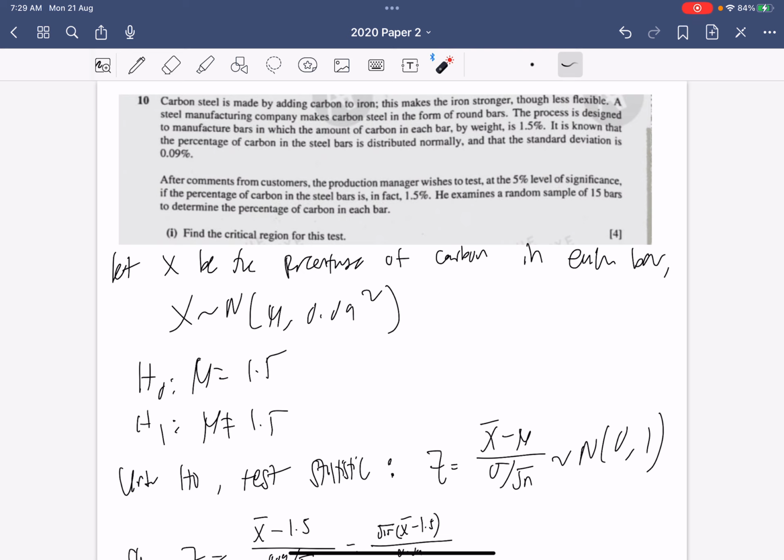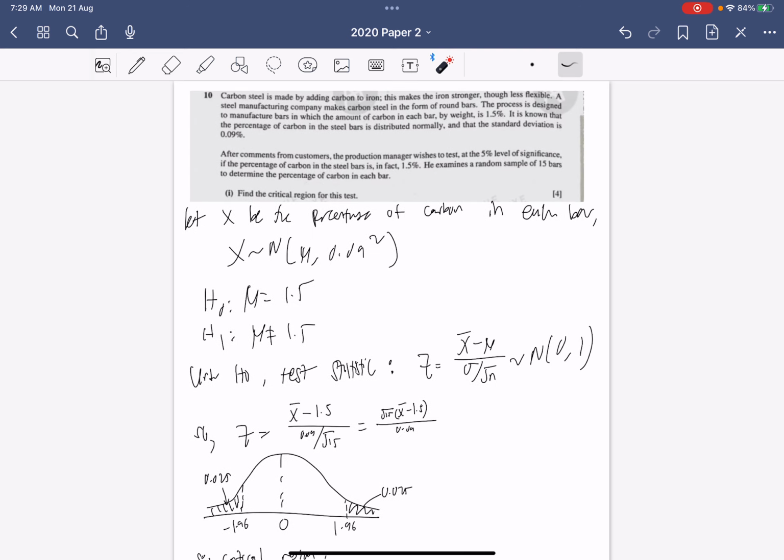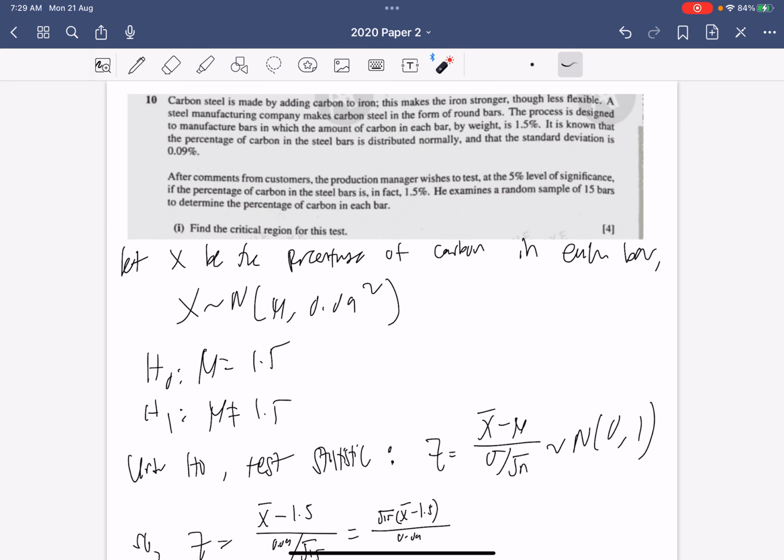As for the last question in this paper, it is a hypothesis testing question. Carbon steel is made by adding carbon to iron. This makes the iron stronger and less flexible. So a manufacturing company aims to manufacture bars with carbon by weight 1.5%. It is known that the percentage of carbon in the steel bars is distributed normally with standard deviation 0.09. After comments from a customer, he wants to now test whether it's in fact 1.5%, and he examines 15 bars to determine the percentage of carbon in each bar.